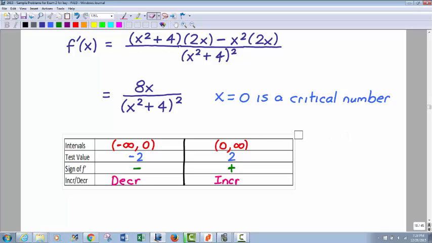Pick a test value, something less than 0. I don't know why I chose negative 2, doesn't matter. Positive 2. And you plug it into the derivative. It's hard to see, but that's the sign of f prime.